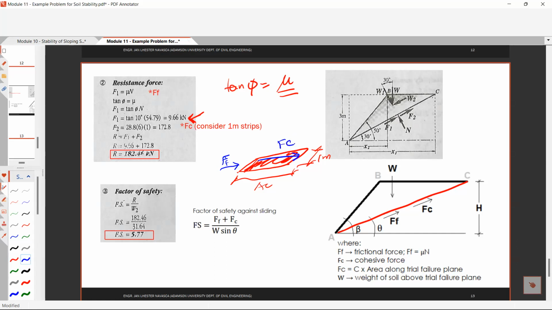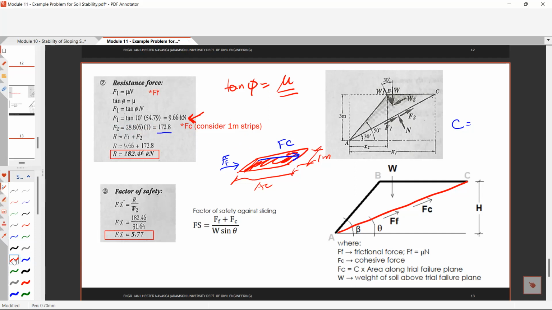So FC. That force is basically stress times area. The stress is the cohesion, and the area is this contact area, so that is AC times 1. That is why we need to solve for AC. That is why I had you solve for AC earlier. So FC is C times the area along the trial failure plane. Considering a 1 meter strip, FC is the cohesion, which is 28.8, times the AC length, which is 6 meters. This is the length along the trial failure plane. Therefore, your cohesive force is 172.8.